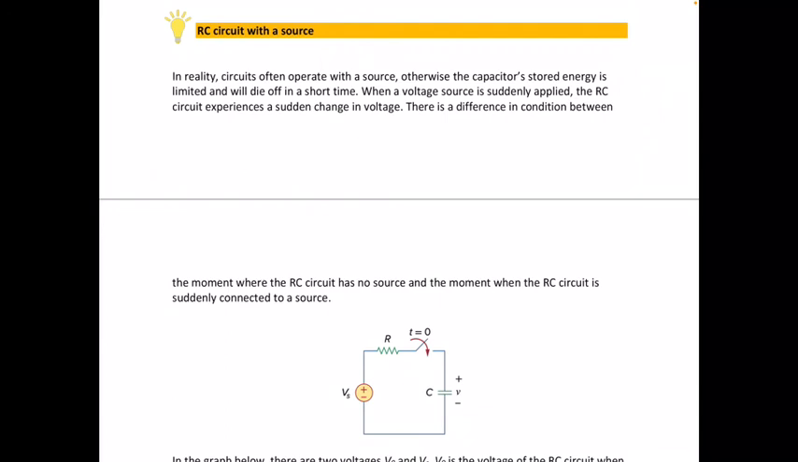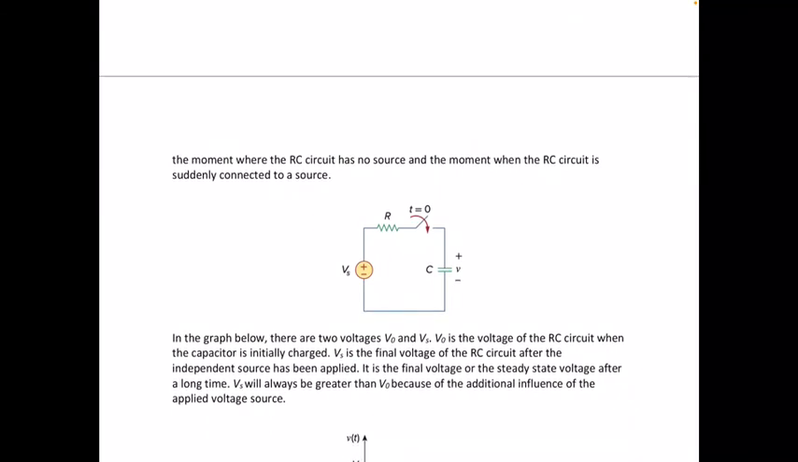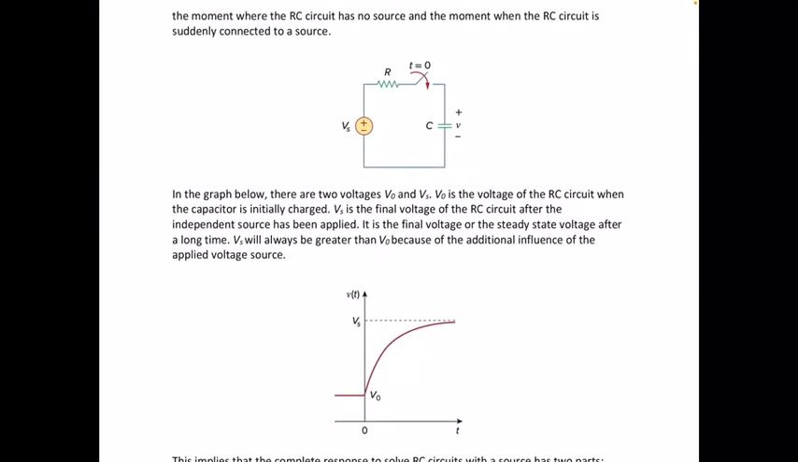So as you can see in the diagram, we have the addition of a Vs, or the voltage source, and in the graph below, there are two voltages, V0 and Vs. V0 is the one that is lower than Vs, which is at the top. So V0 is the voltage of the RC circuit when the capacitor is initially charged. So remember V0 in our source-free RC circuit. This is the voltage which is produced by the energy stored.